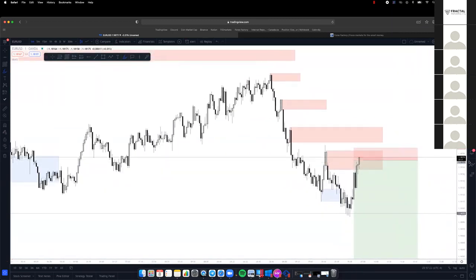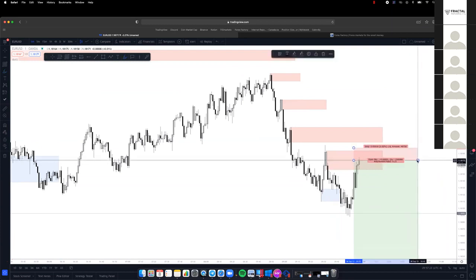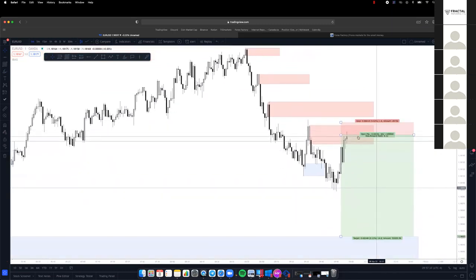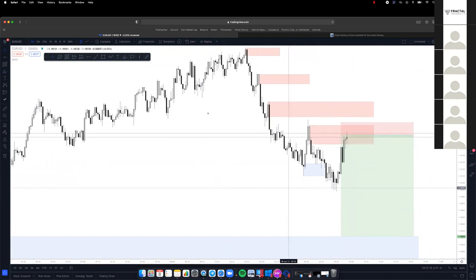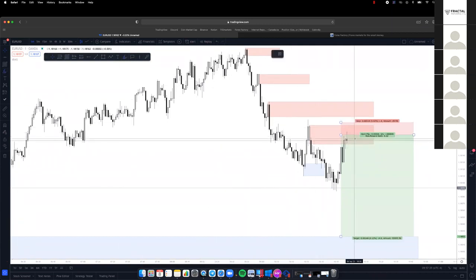I'm not in the trade. I'm not taking this trade, by the way. I'm waiting for a little bit more clarity. I've taken 2 break evens already. But more than likely, this is what's going to end up happening: we're going to roll over from this, right? If we want to go lower.